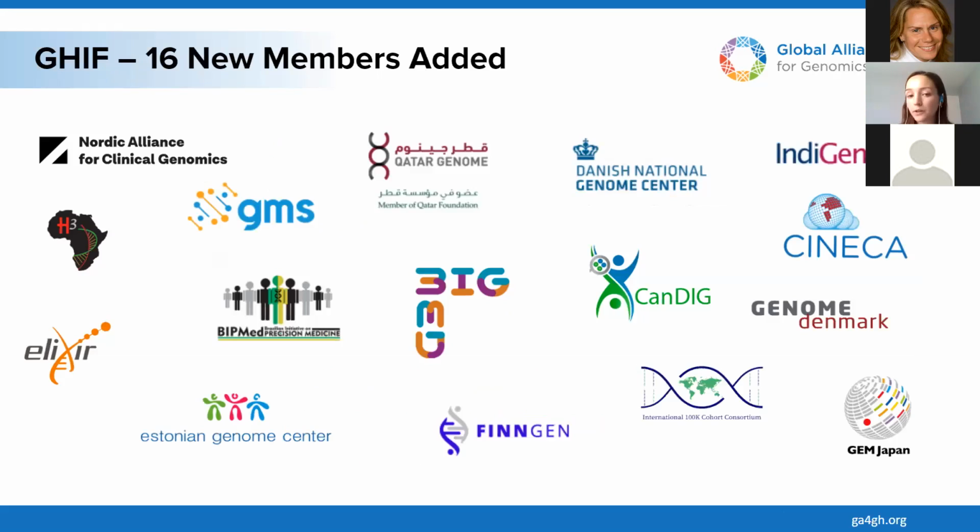With the formalization of GIF, we also formalized what it means to be a member. There are a few criteria that need to be met. For example, initiatives have to be an organizational member of GA4GH, and they also have to be able to demonstrate that they are working towards or supporting the clinical implementation of genomics. Over the past few months, we've added 16 members, which are shown here on this page. So we're really starting to get together this community of initiatives that can share expertise and build solutions.